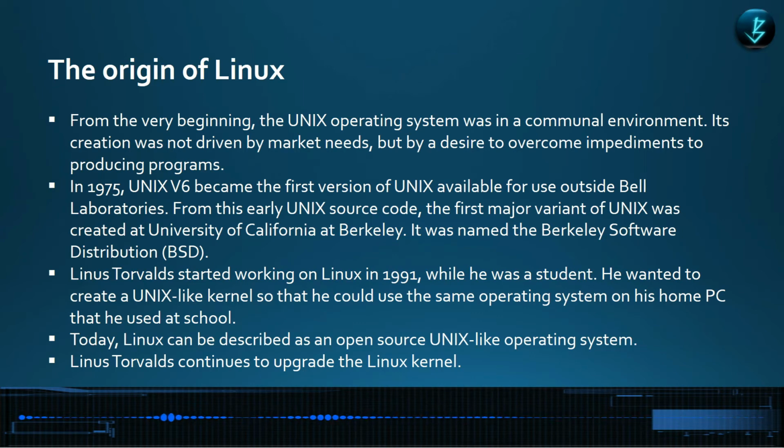Linus Torvalds started working on Linux in 1991, while he was a student. He wanted to create a Unix-like kernel so that he could use the same operating system on his home PC that he used at school. Today, Linux can be described as an open-source Unix-like operating system. Linus Torvalds continues to upgrade the Linux kernel.